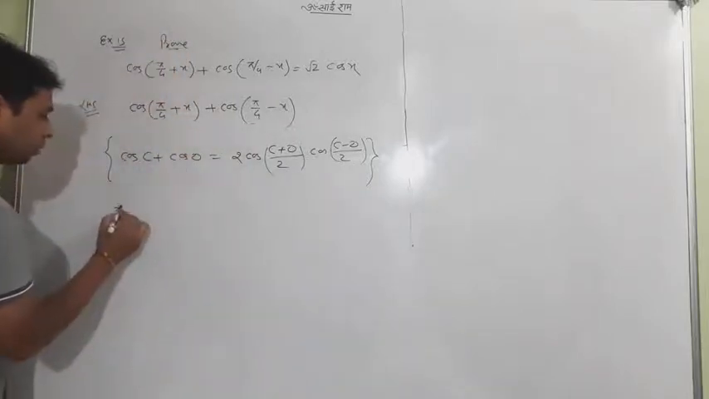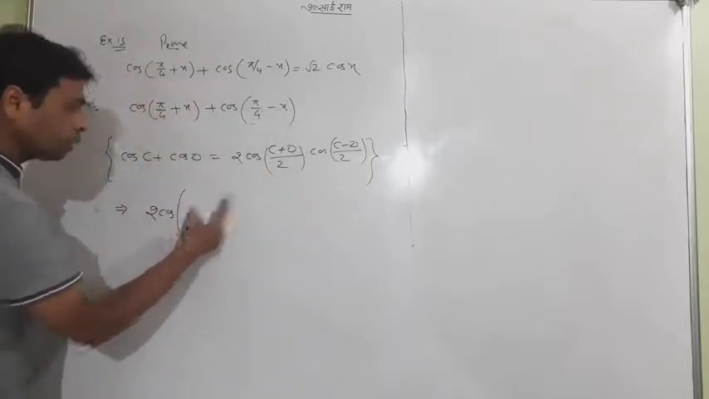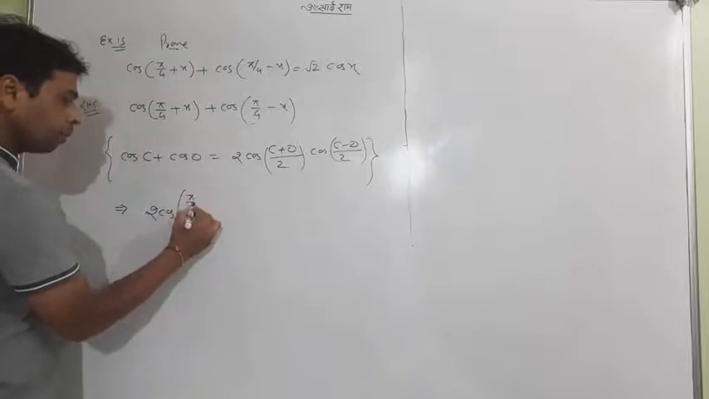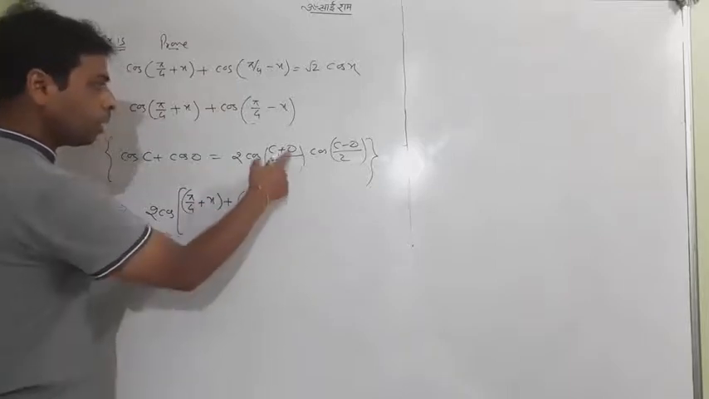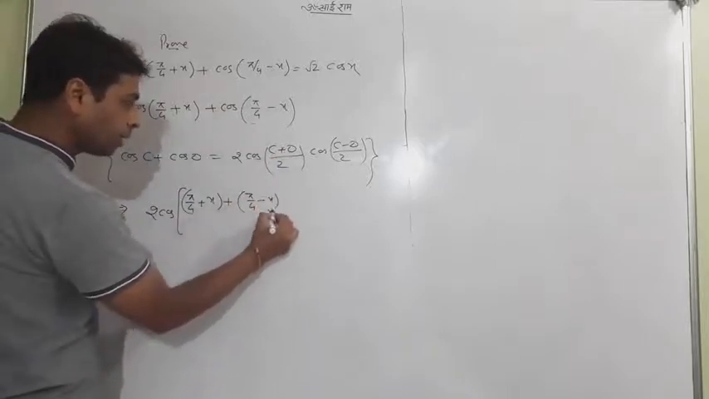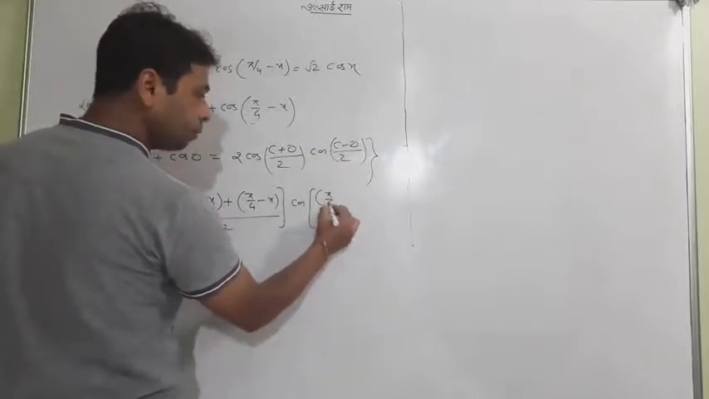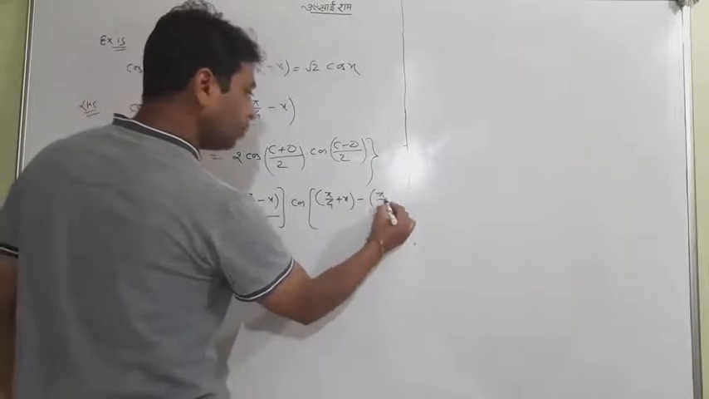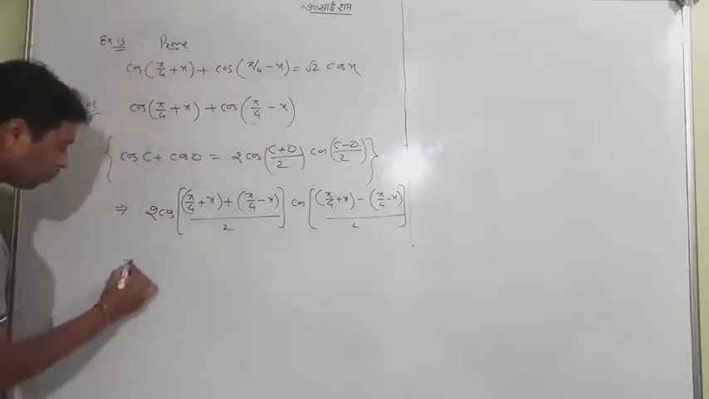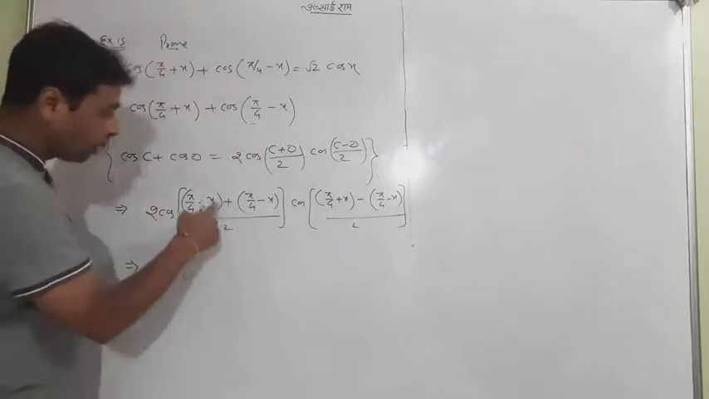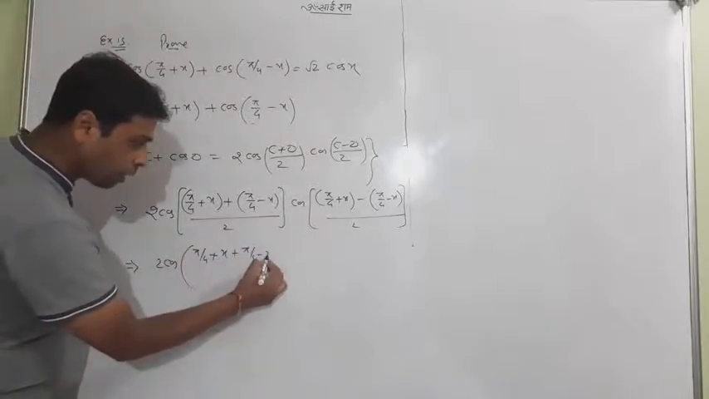This is a formula. Now I'm putting the value here, 2 cos (C plus D) by 2. What is C? This is C. Look at this, this is C plus D. D meaning pi by 4 minus x, and by 2. Cos (C minus D) by 2. Now 2 cos, open the bracket, pi by 4 plus x, by 2.